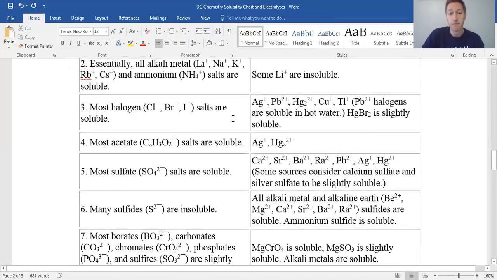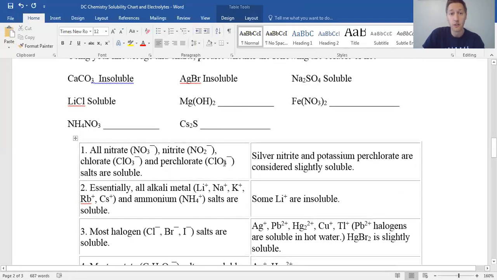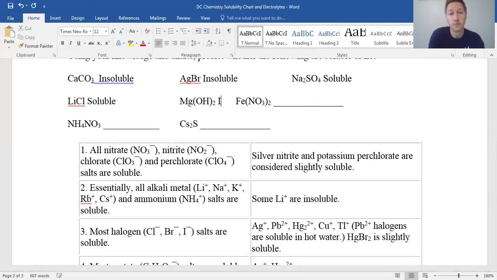Magnesium hydroxide. Hydroxide is found down here. They tend to not dissolve. They tend to be insoluble. Magnesium is not an exception, so we're going to follow the rule. So that would be insoluble.